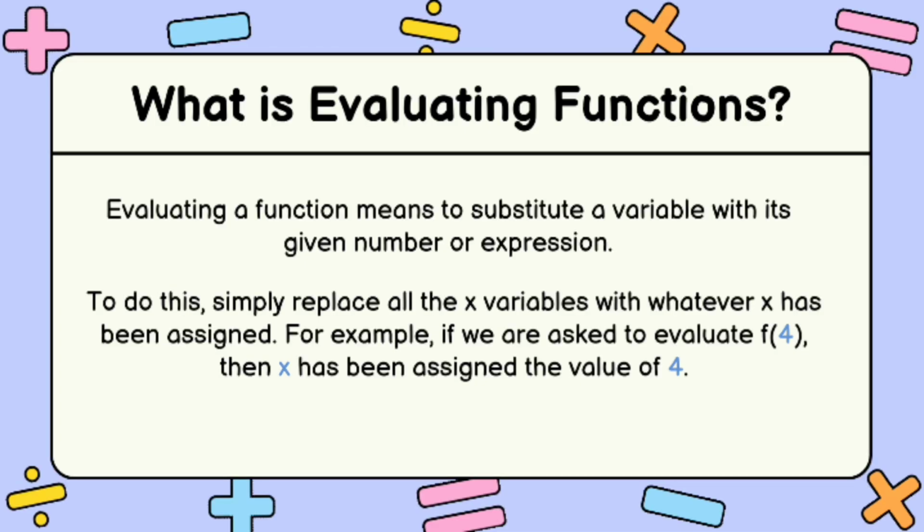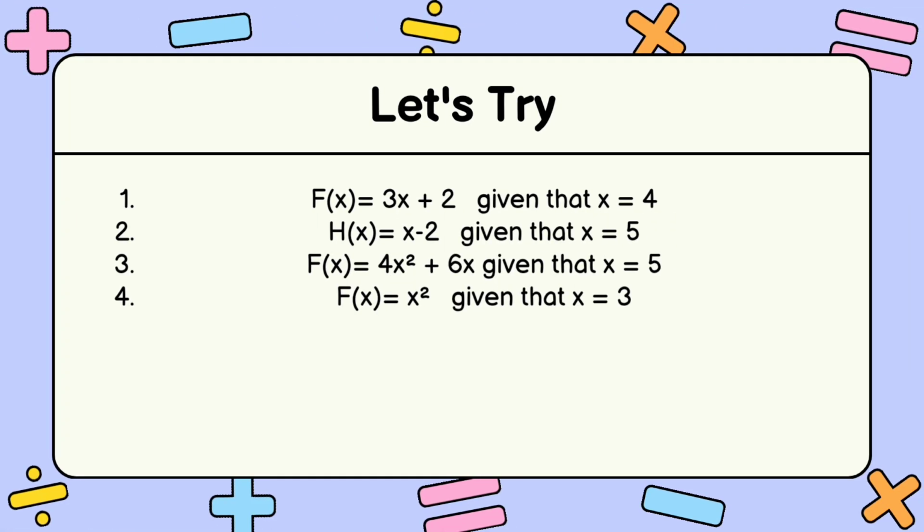Evaluating a function means to substitute a variable with its given number or expression. To do this, simply replace all the x variables with whatever x has been assigned. For example, if we are asked to evaluate f of 4, then x has been assigned the value of 4. In the next page, we made sample problems to solve for you to understand this topic clearly.